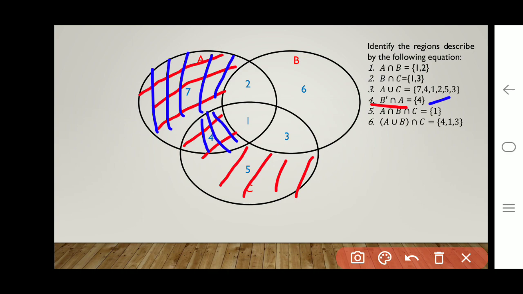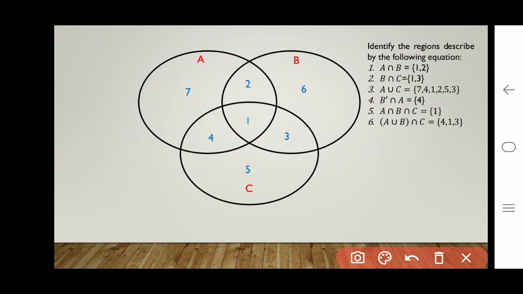Kasi intersection niya kay A, 4 and 7. And then, another one, we have yung sabi dito, A intersection ng B and then intersection kay C. So, intersection ng tatlo, ito. Yung region 1. Yung common sa tatlo, sa tatlong event. And then, proceed naman tayo dun sa number 6.